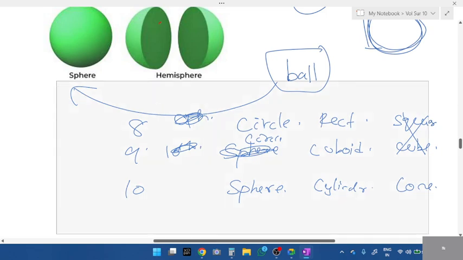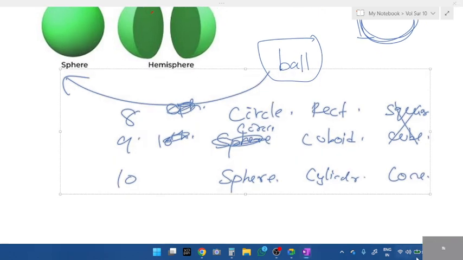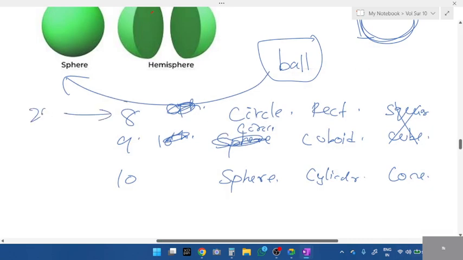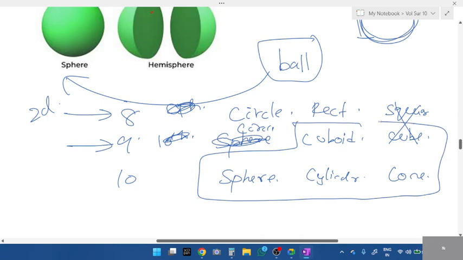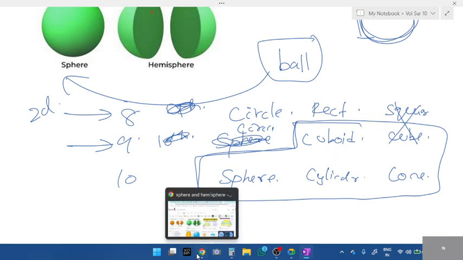So circle and sphere is related. Circle is a 2D image. All these are 2D images. Okay. Cube, cuboid, cylinder. These are 3D images. In ninth we studied. In 10th you'll have sphere. We call it as 3D images. Now let me show the example 3D and 2D.